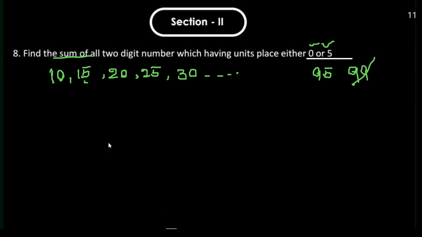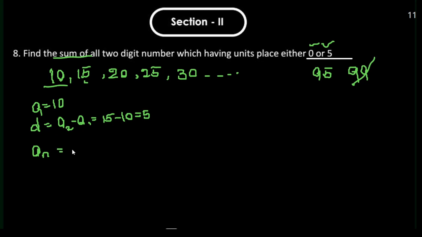Now we need to find the sum of all the terms, right? First of all, let's see what is a. The first term is 10 and the common difference is a2 minus a1, that is 15 minus 10, that is 5. Okay. Now, the nth term. We know the first term a and the nth term is 95, right? But we don't know n. So to find that, we just need to use the nth term formula.